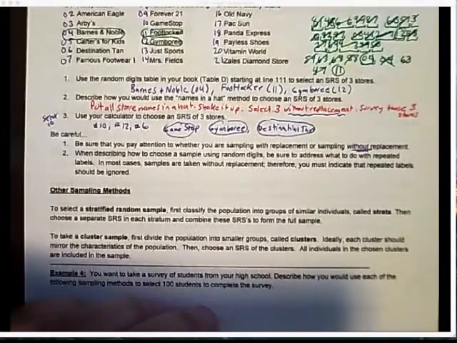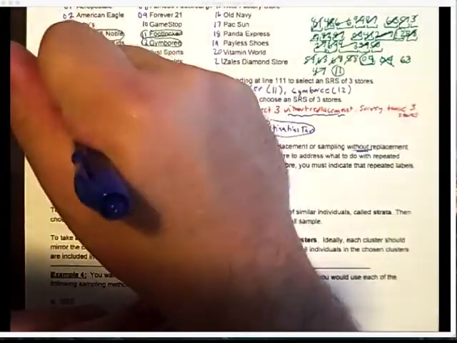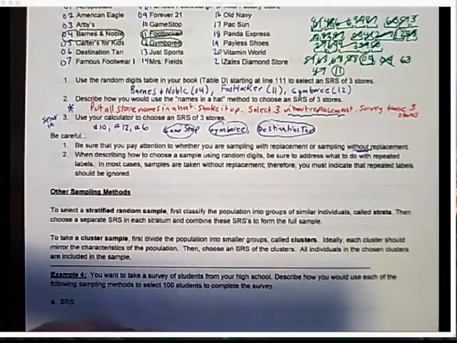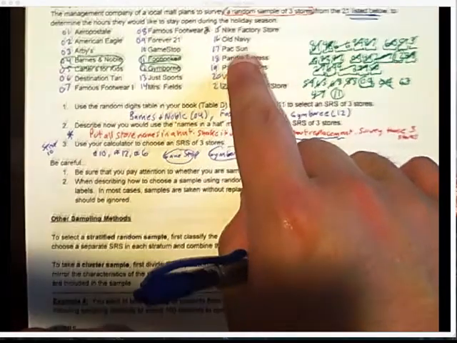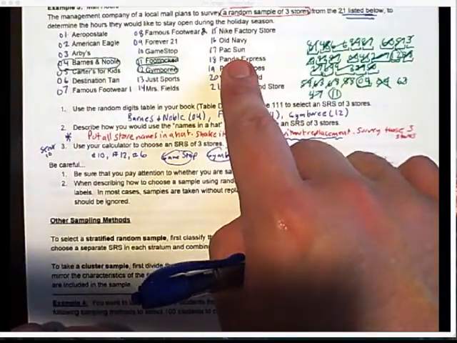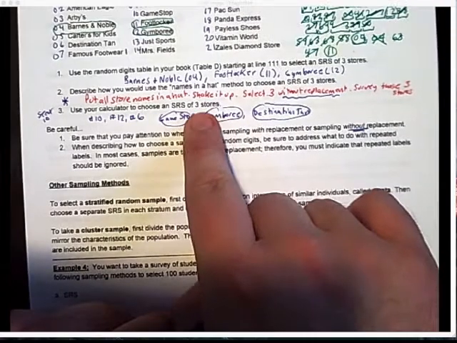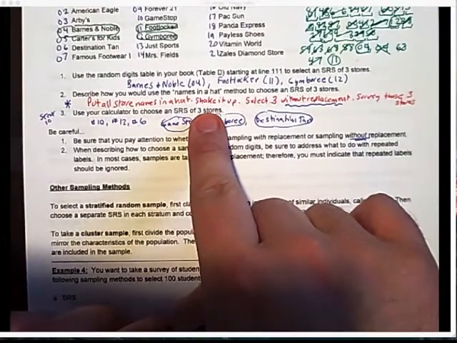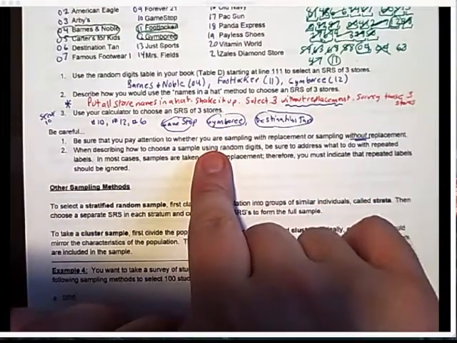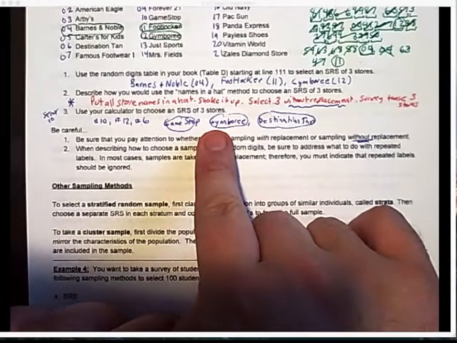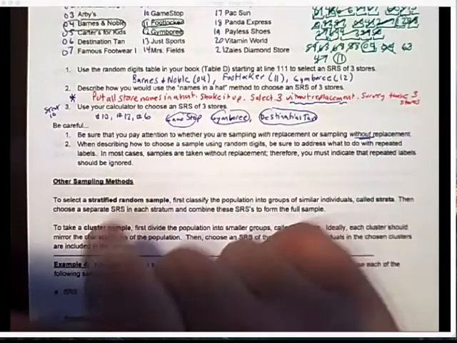Now, the names in the hat method is usually the best way to get points on the AP test. You can do it very, very easily. If you talk about using a random number table, like up here, or using a random number generator on your calculator, you have to be very, very specific. It's harder to get the points there because your process is more lengthy to describe.